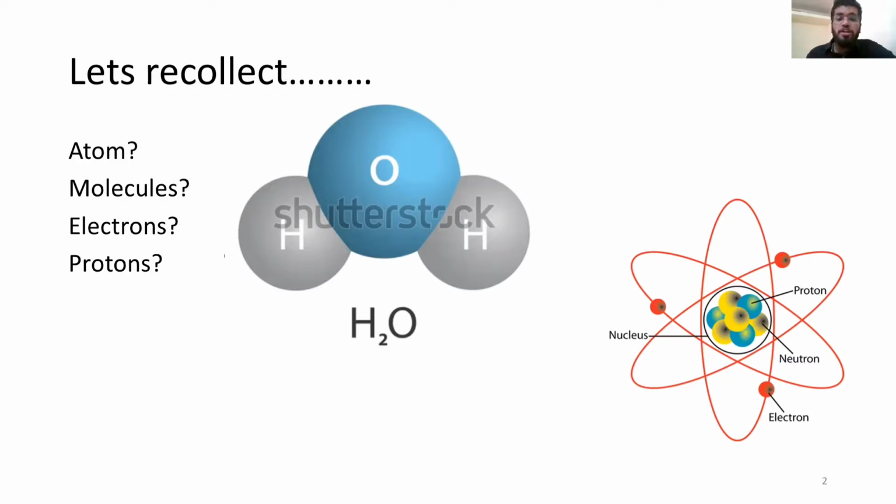Now, what's a molecule? A molecule is a group of atoms. Consider this example of a water molecule, which is H2O. A water molecule is made of two atoms of hydrogen and one atom of oxygen together. Got it? Yes. Now let's recall what electrons and protons are. Electrons are negatively charged particles inside the atom, while protons are the positively charged particles inside the atom.